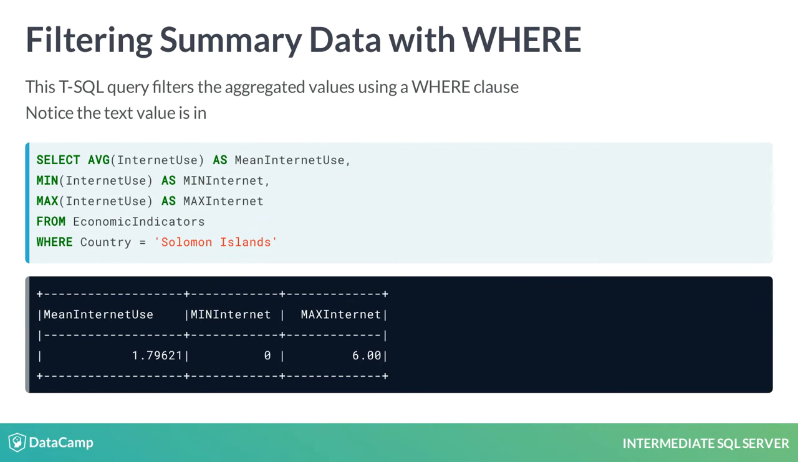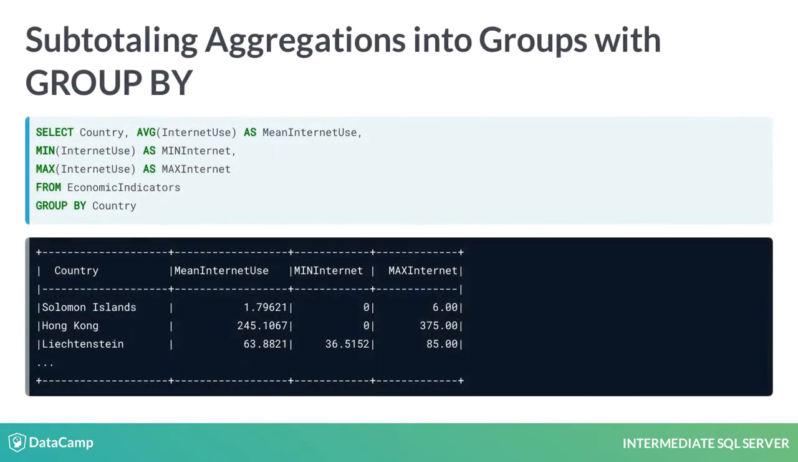What if you want to calculate these statistics for a specific group? Say, only for the Solomon Islands. You can do this by adding the where clause, as shown here. In the previous example, we aggregated for the entire table. Here you see that to calculate these stats for each country, you will have to use the group by clause, as shown here.